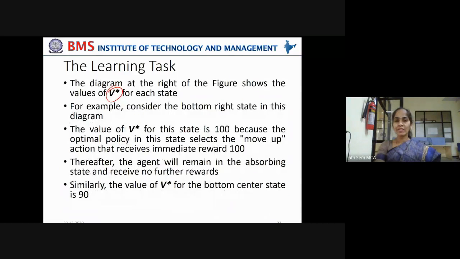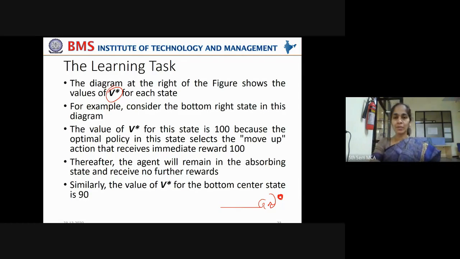Now the value of V star for this state, that is the bottom right state, what I have shown is 100, because the optimal policy in this state selects the move up action that receives an immediate reward of 100. Thereafter, the agent will remain in the absorbing state and receives no further rewards. That is why in the G state you saw an arrow like this indicating 0, because it remains there infinitely until some task is assigned to it. That is why the reward given to it is 0.